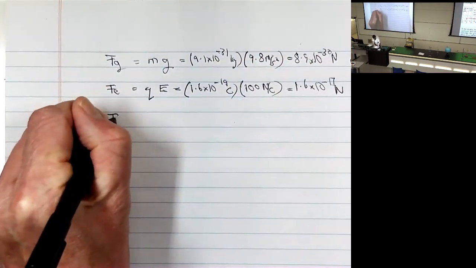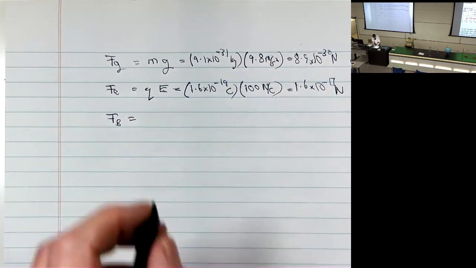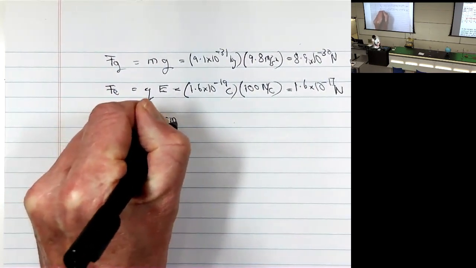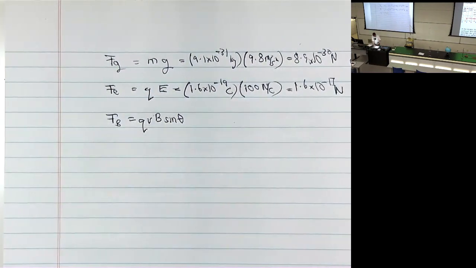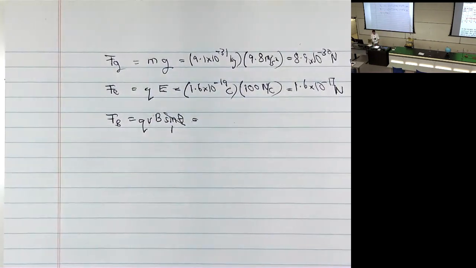And then finally, we need the magnetic force. I call that FB. We've got to use the field equation for that, which I've written out in full here: qvB sine theta. In our particular case, the field, on the sketch, is towards the right. The motion is out of the screen. So there's 90 degrees between the motion and the field. Just to keep things simple, sine theta is sine 90 degrees, which is 1.